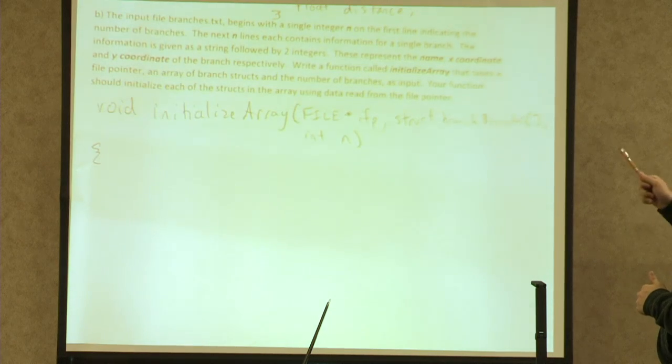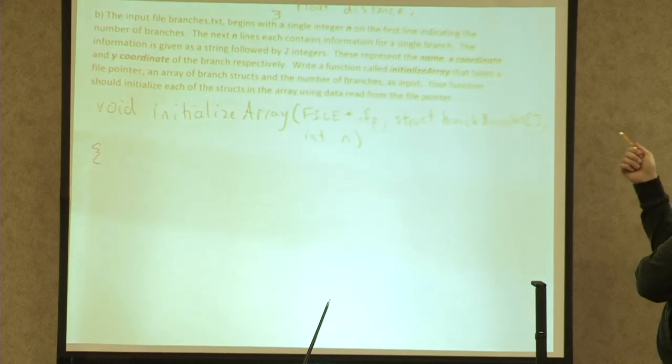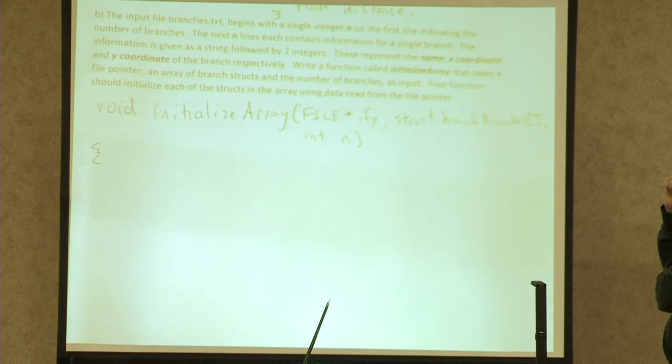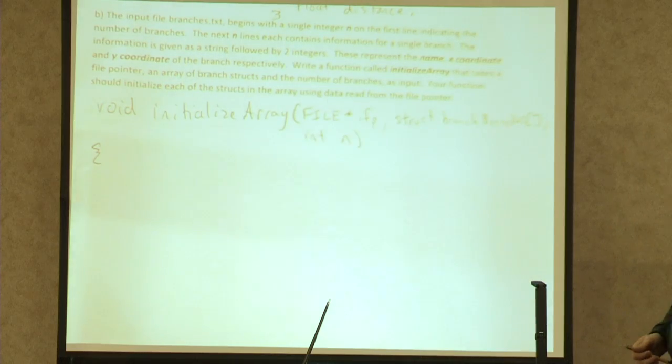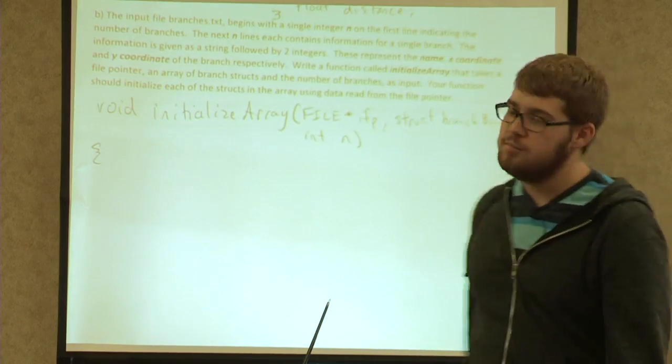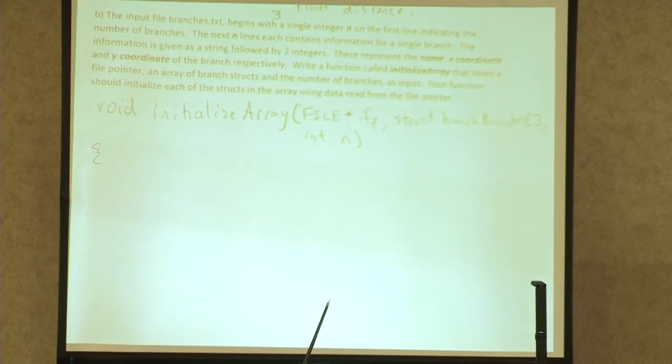So go to next. Since we have n, the number of branches, she already scanned for that, right? Because it says a single integer n on the first line indicating the number of branches. So we already got the first line. The next n lines contain information for a single branch. So then here. I don't have that much time left. I'm pretty sure I wrote it down, so I'm just going to show you and go through it.